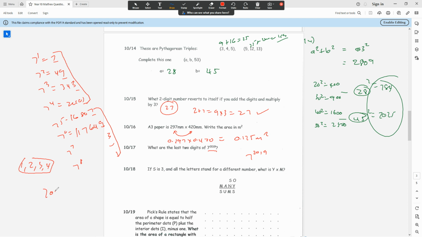So 2019, can that divide, what's 2018 divided by 4? Not a nice number. What about 2016 divided by 4? 2016 divided by 4 is 504. So this is equal to 7 to the power of 2016 times 7 to the power of 3, right? This over here is going to be a multiple of 4, right? Which means this is going to be the next 3. So it's going to be 1, 2, 3. So it should end in the digit 3.